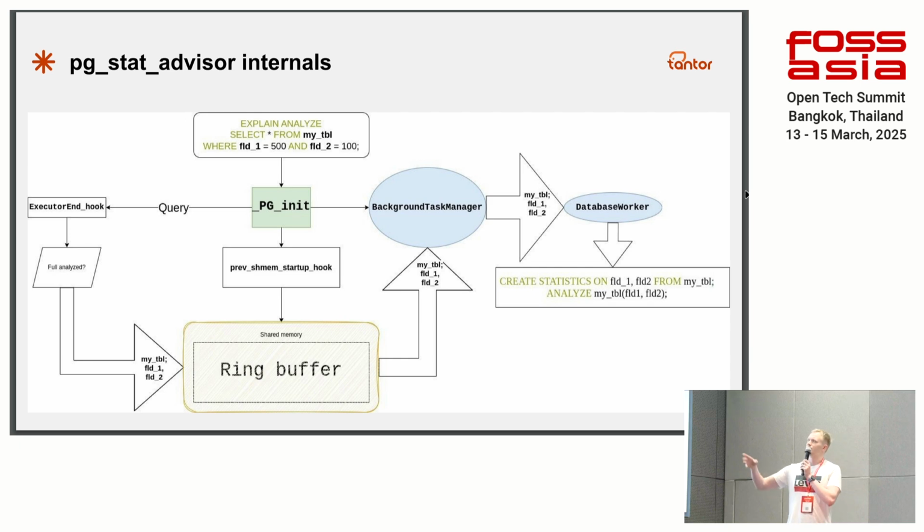What happens on the left of this schema? The query that we executed is sent to the executor hook, the same hook that is located in pg_stat_statements, and let me explain.